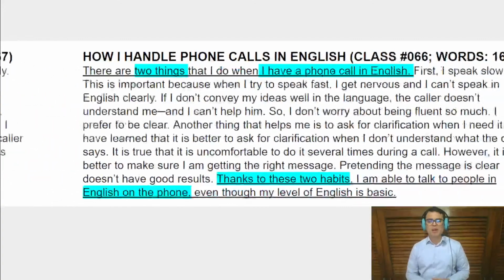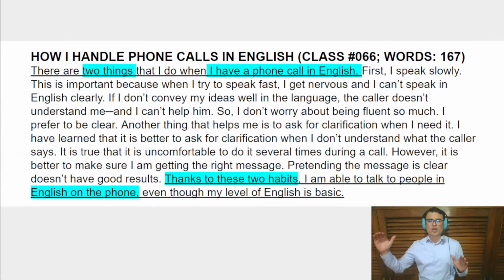What do we see in this paragraph? We see an introductory sentence and a concluding sentence. The introductory sentence has two main ideas, two things, and I have a phone call in English, right? In the conclusion, you find the very same things. Thanks to these two habits, and then you have English on the phone. Correct? So listen to the introduction. There are two things that I do when I have a phone call in English. And look at the conclusion. Thanks to these two habits, I'm able to talk to people in English on the phone, even though my level of English is basic. So the introduction and the conclusion are connected, and that helps a lot.